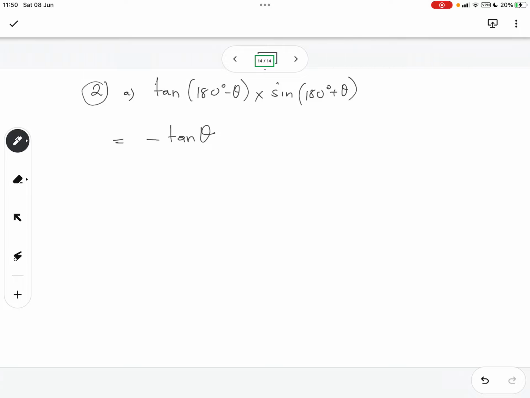of 180 plus theta. 180 degrees minus theta is second quadrant. Tan is negative in the second quadrant, so this reduces to negative tan theta. 180 degrees plus theta is third quadrant. Sine is negative in the third quadrant, so this becomes times negative sine theta. Tan is also a quotient identity, so this is sine theta over cos theta times negative sine theta.